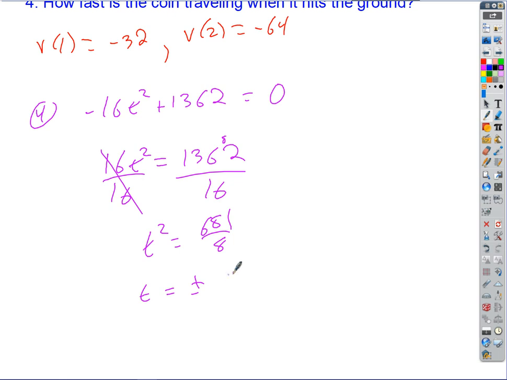85.125. Yeah, I said 85.125, that's 3 minutes ago. What's the square root of that? 9.226, to 3 places. Yep. Okay. So that's about how long it takes to get to the ground.